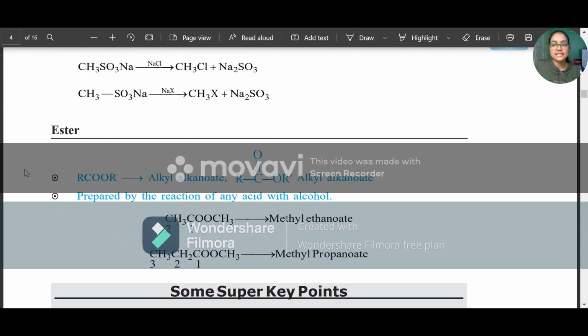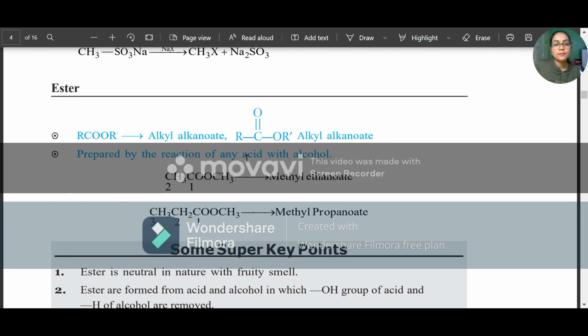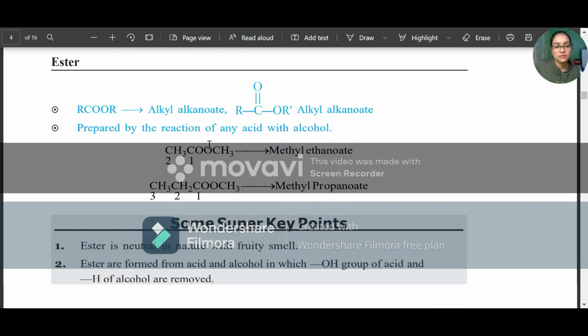So let's start with ester now. This is the alkyl alkanoate. This is the open structure. Now let's see the preparation. Preparation is with any acid and alcohol. We see this ethyl methanoate, methyl propionate. The smaller one is known as alkyl and the bigger one is known as oate.